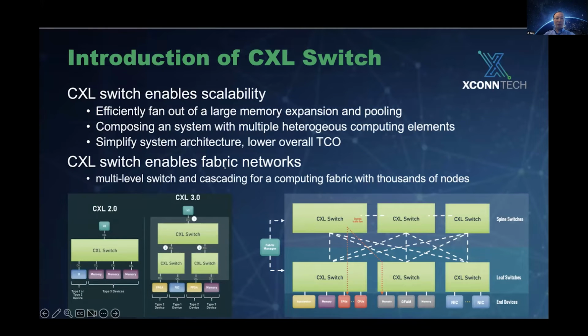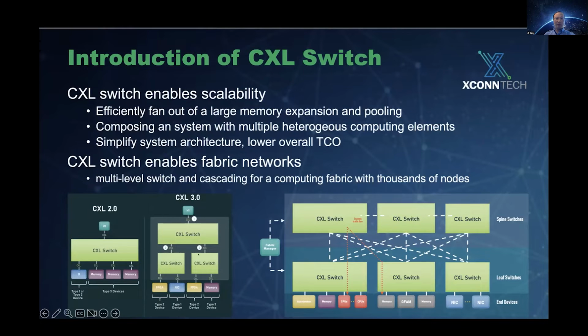Also, computing is moving toward more of a fabric network. We have seen a number of examples where a single node's resources are just not enough to do all this computing. You want hundreds and thousands of computing devices all networked together to compose a fabric network, and the switch is the vehicle to get there. Our switch also supports multi-level switching and cascading of switches to reach a computing node with up to thousands of computing devices.